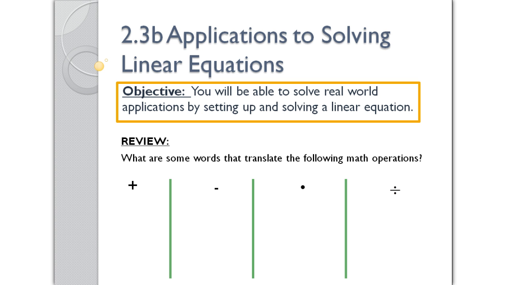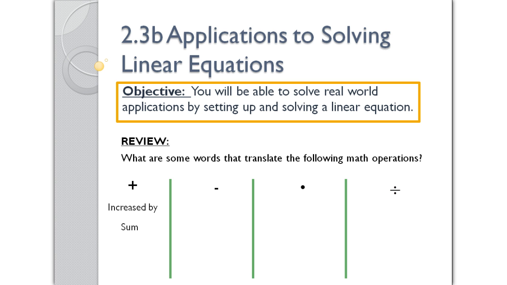So below I have listed the 4 basic operations: addition, subtraction, multiplication, and division. I want you to take a second to think about what types of words, English words, would translate those operations. So when you see addition, what English word would translate that? What verbal translation would be? So for addition, increased by. If you see the word increased by, you're going to be adding.